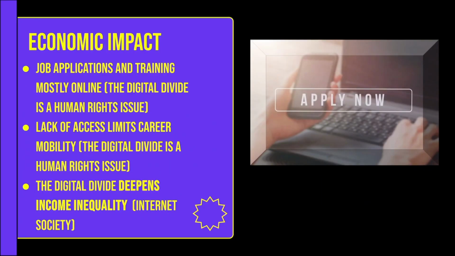Economic impacts. Job applications and training are mostly online. Lack of access limits career mobility. The digital divide deepens income inequality.